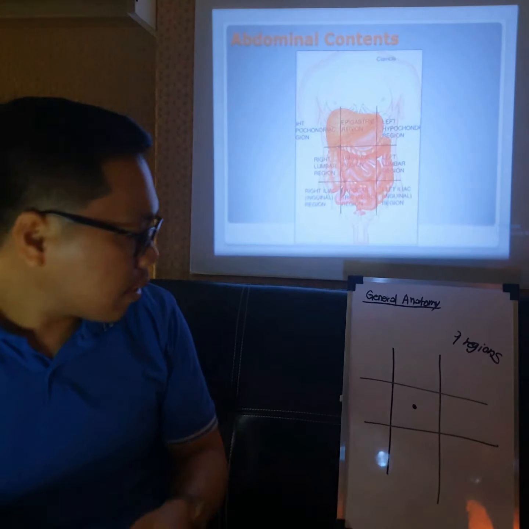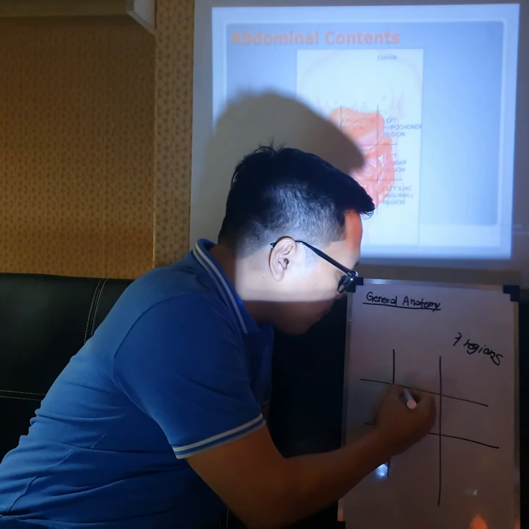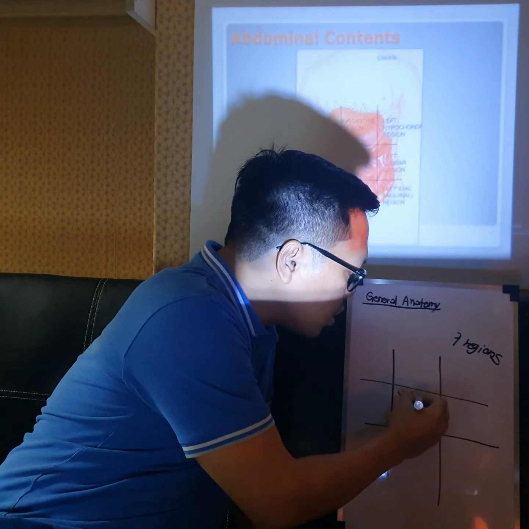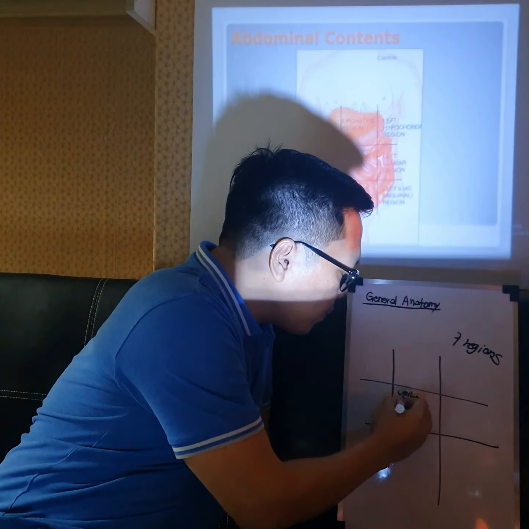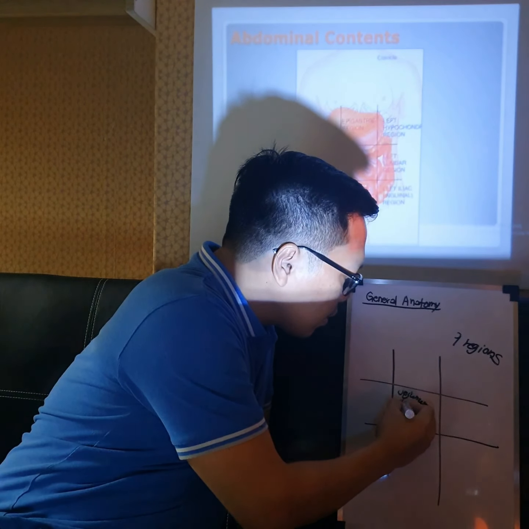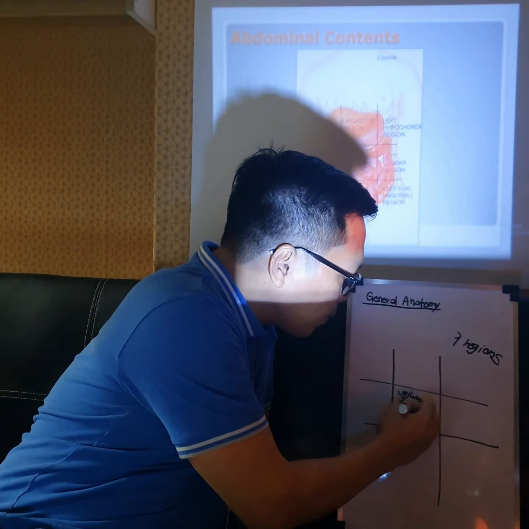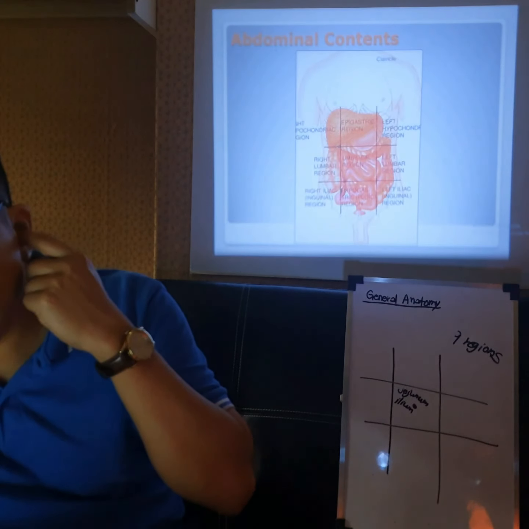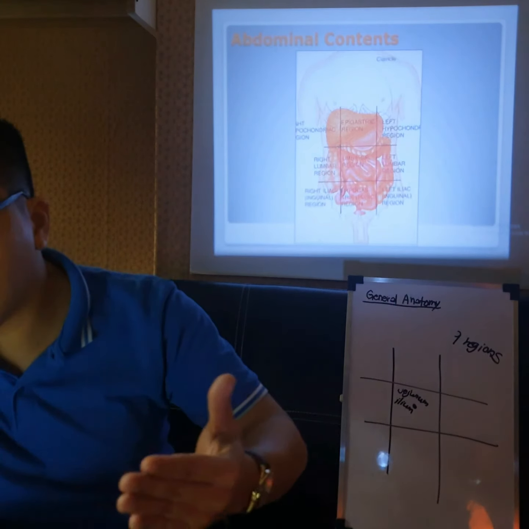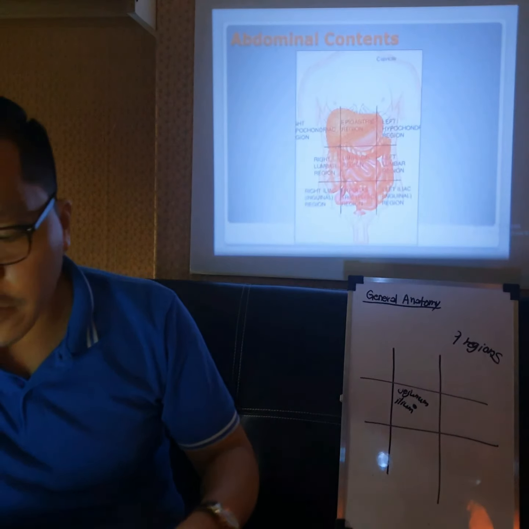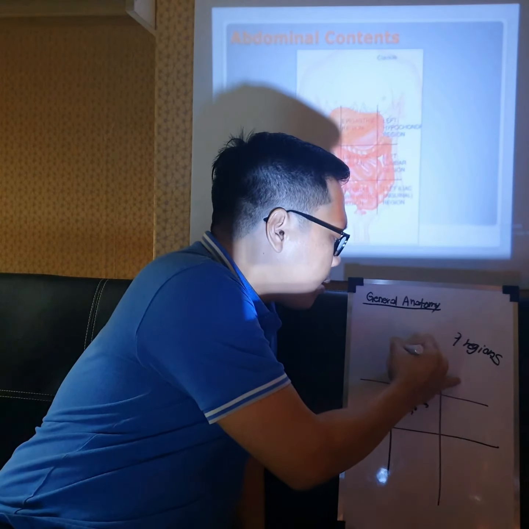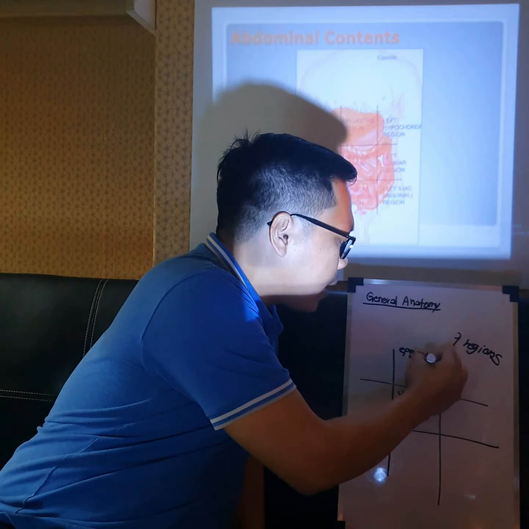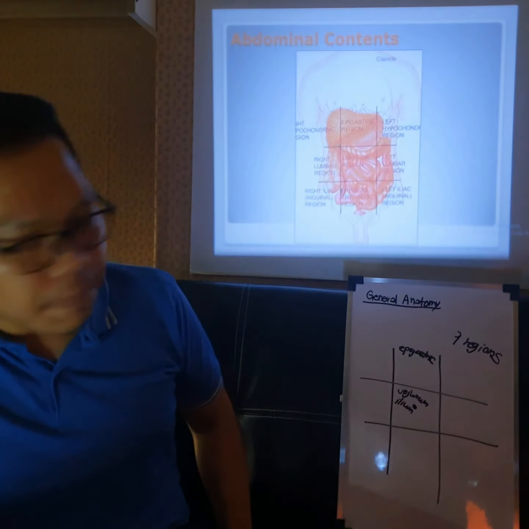Umbilical region. And anong makikita mong mga structures dyan? That's where you can see the jejunum and the ileum. Jejunum and the ileum. Ano naman tawag dyan sa structure above the umbilicus? We call it the, malapit siya sa stomach. So it's called epigastric region. Okay? Epigastric region.